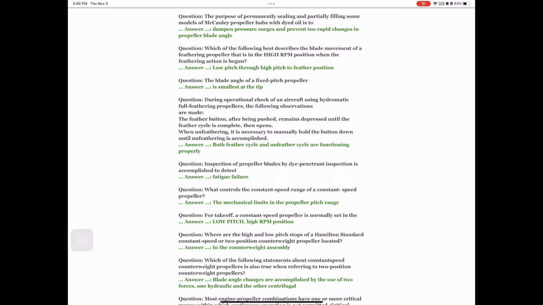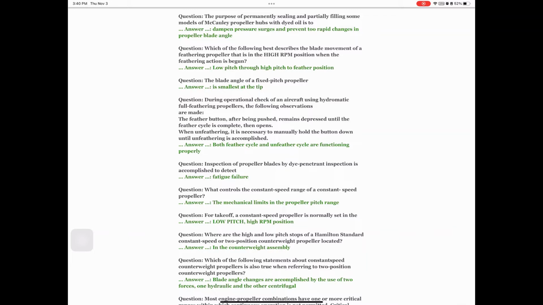Question: which of the following best describes the blade movement of a feathering propeller that is in the high RPM position when the feathering action is begun? Answer: low pitch through high pitch to feather position. Question: the blade angle of a fixed pitch propeller? Answer: is smallest at the tip.